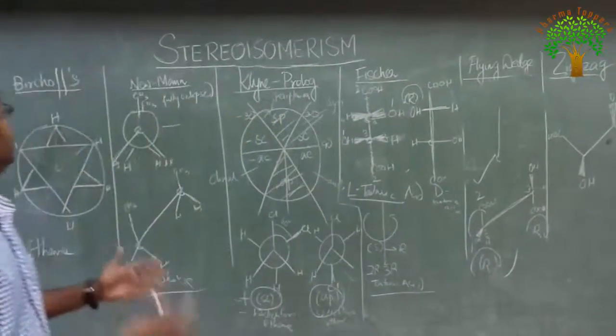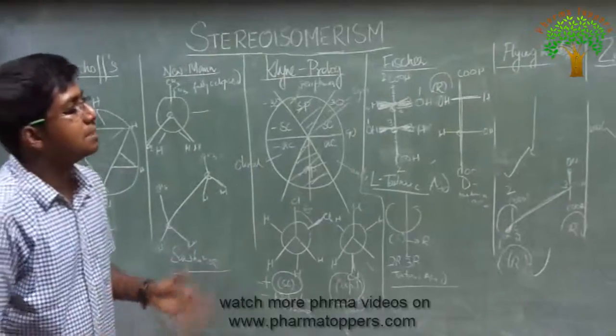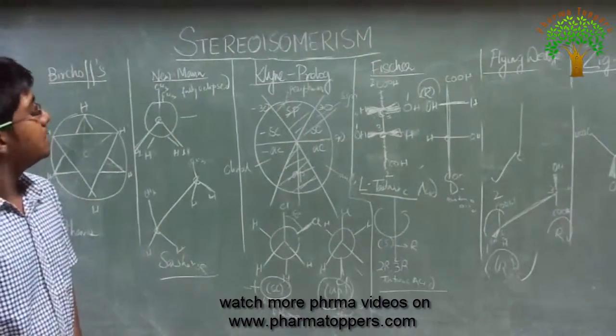That concludes my session regarding the projection formula and the various types of D and L and the various types of isomerism.